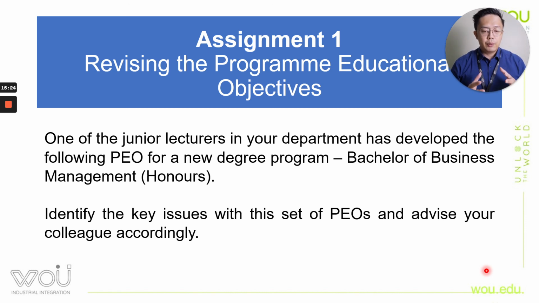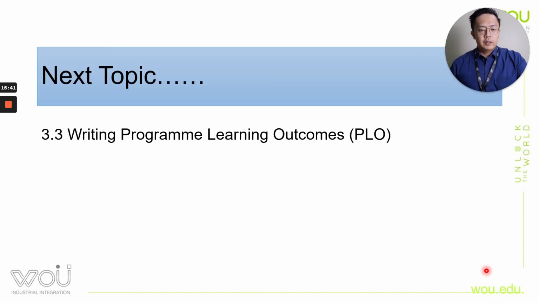I will respond to you and give you my feedback based on the answer that you have submitted. Hopefully through the assignment, you'll be able to improve your understanding and you will know what the key issues are when setting a set of PEO. After you complete this assignment, the next topic that we'll be discussing is how to write a program learning outcome. We'll go to program learning outcome in our next topic. So enjoy your assignment, submit to me, then I will provide my feedback to you as soon as possible. See you in the next topic. Bye.